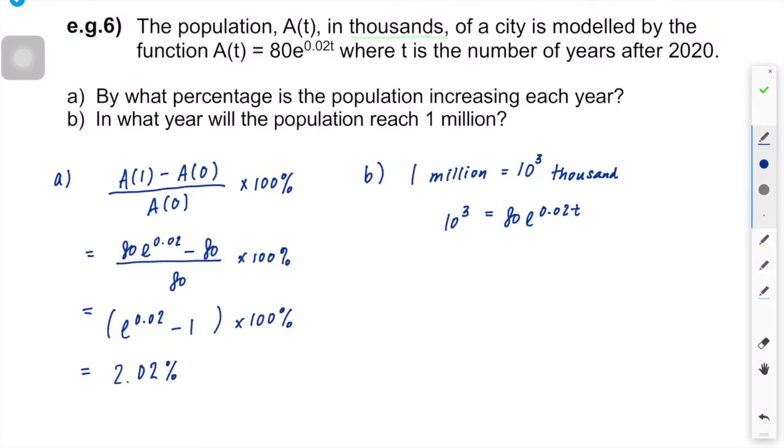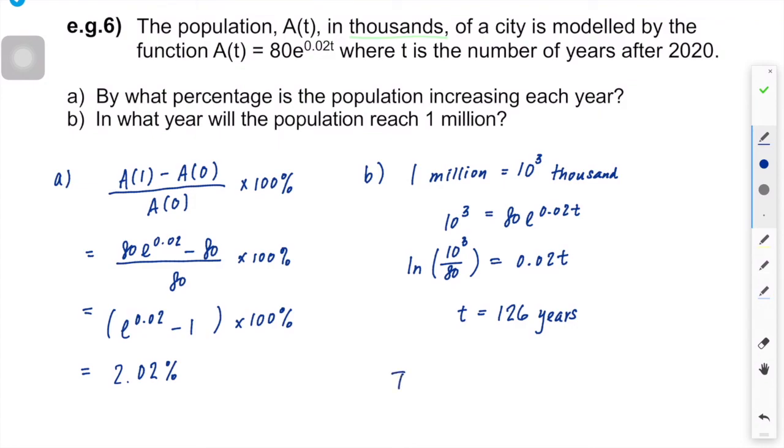To solve for t, I know that I'm going to take the ln of 10 cubed over 80. Right, I simplify that first and then ln both sides, so that I have 0.02t ln e. And this works out to about 126 years. Now the question asks for in what year. So don't answer the question, say after 126 years. That's not good enough. You should put this back into context, and knowing that year 0 is 2020.